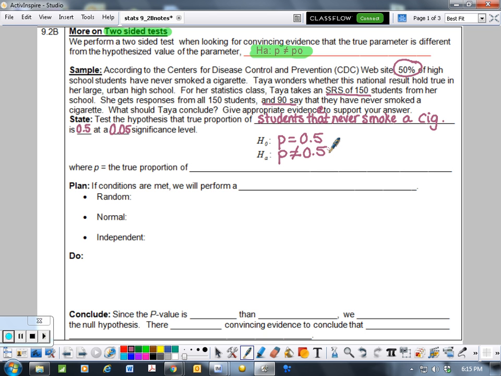And so this is what we usually do. We say, I'm not sure if it's higher or lower. So here's my null, here's my alternative. Then we grab the sample, because the sample will tell us whether it is higher or lower. But we can't do the sample first. We have to state our values first, or else we're cheating, and it's just really bad science. So where p is the true proportion of students that never smoked a cigarette.